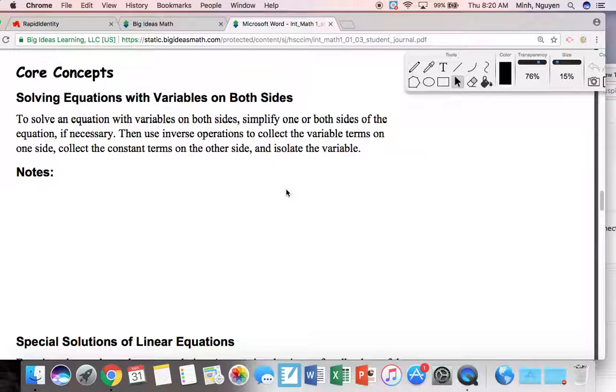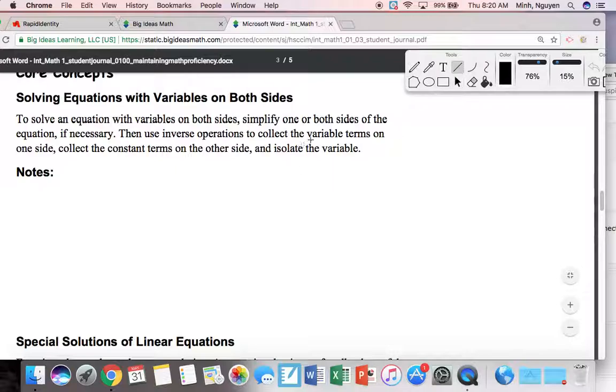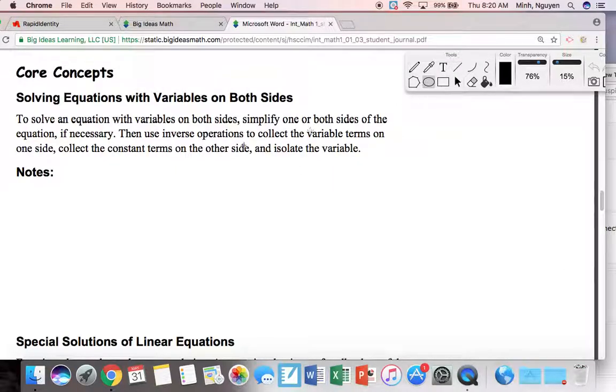To solve an equation with variables on both sides, simplify one or both sides of the equation if necessary. Then use inverse operations to collect the variable terms on one side. This is important. It does not say left or right. It just says one side. So you get to pick. You are the master of this.